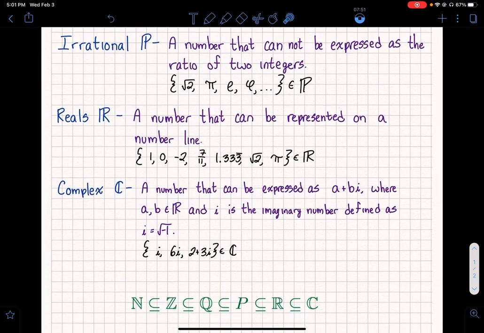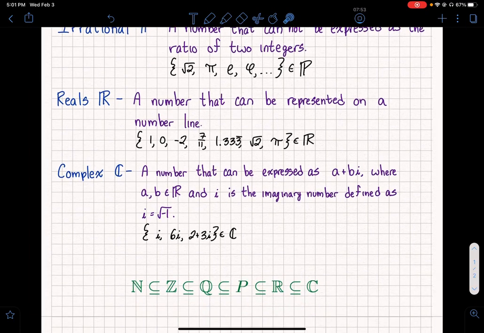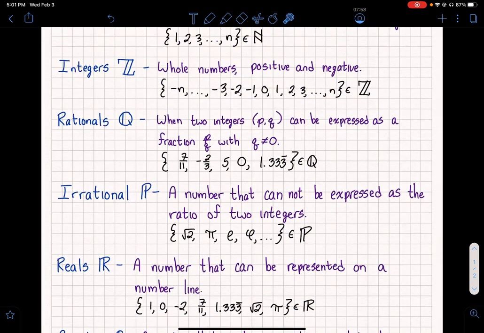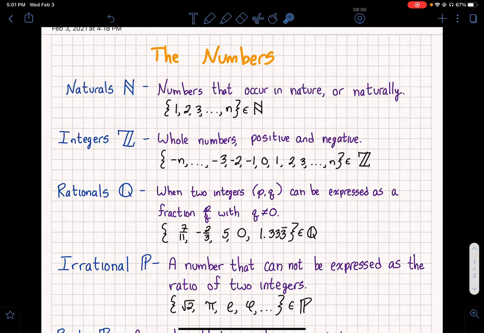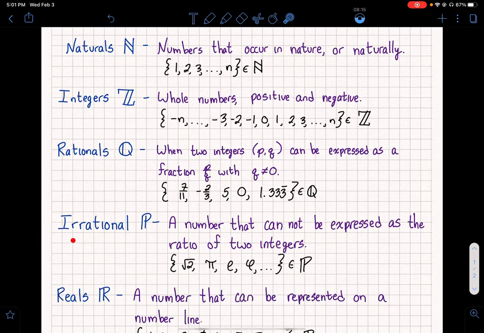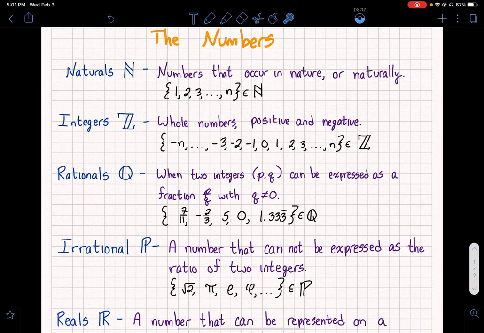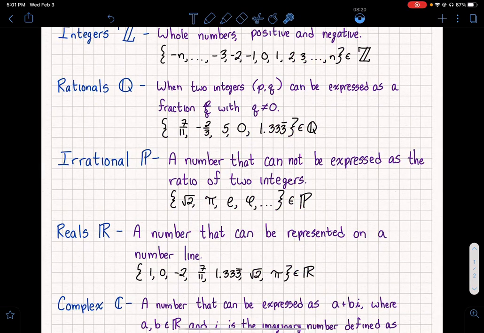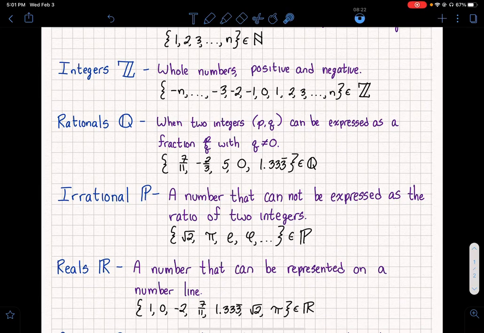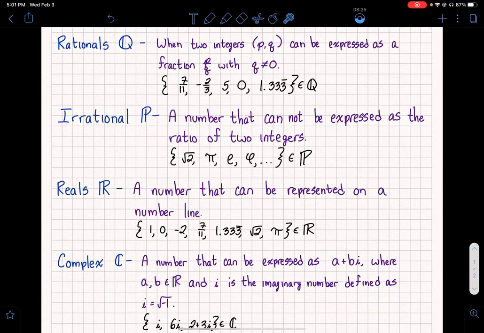And the last thing that I want to talk about, I put it down over here. All of these groups are subsets of the following one. So, meaning, the natural numbers, they are integers. The integers and the natural numbers are rational numbers. The naturals, integers, and rationals are also irrationals. Naturals, integers, rationals, and irrationals also make up the reals. And then all 5 of these are part of the group of the complex numbers.